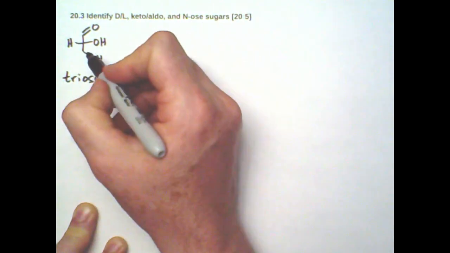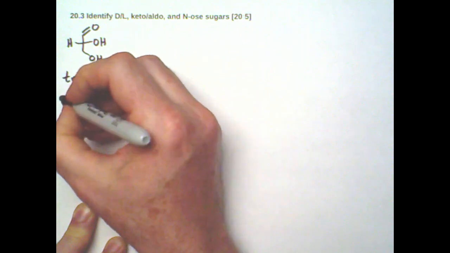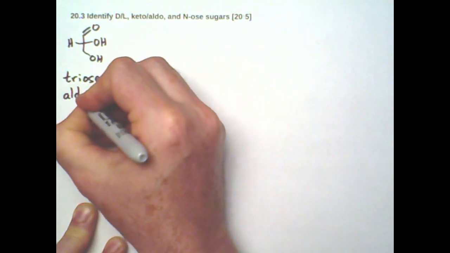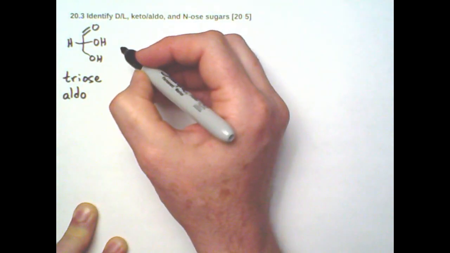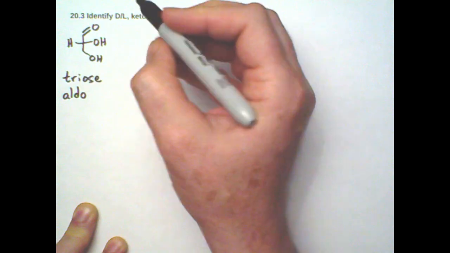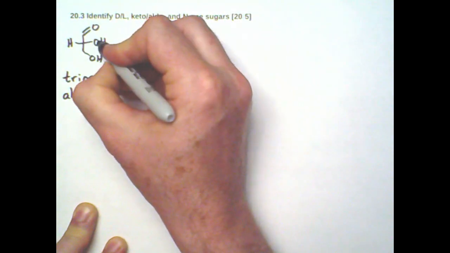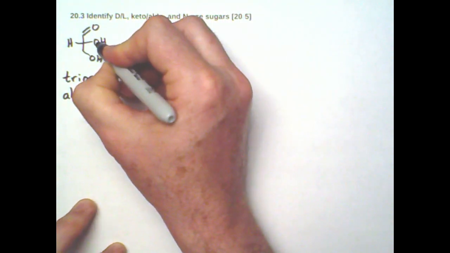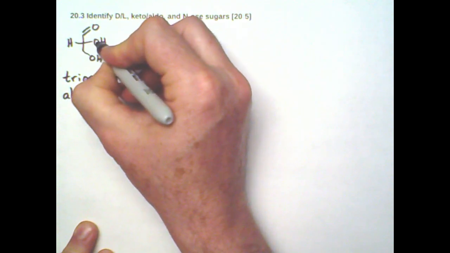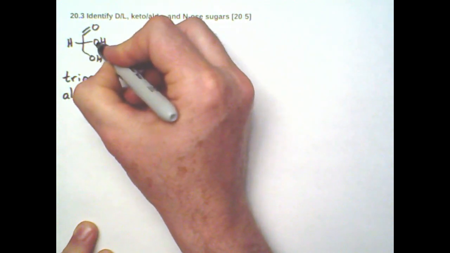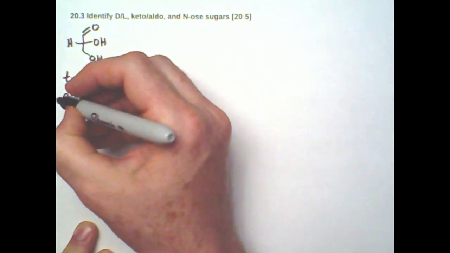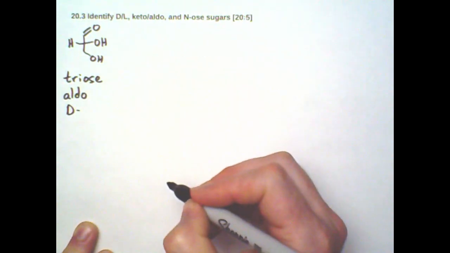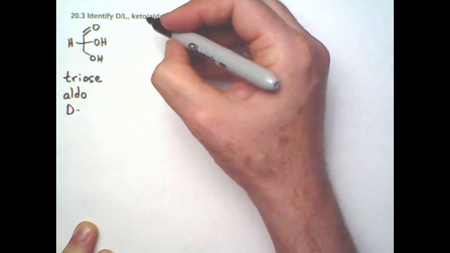That's our N-ose. Has an aldehyde on the end. It's aldo. So it's an aldo triose. And go down to the farthest chiral hydroxyl group from the aldehyde. It's on the right in this Fischer projection. So it is a D sugar.